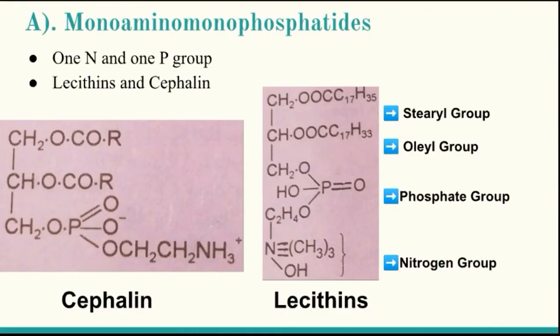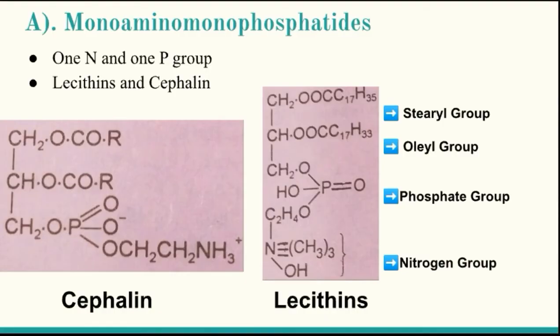You have seen here. Okay, the common examples of monoamino monophosphatides are lecithin and cephalin. Lecithin is the most common phospholipid present in plants and animals. Okay, lecithin is one particular most common phospholipid, and it is present in plants as well as animals also.